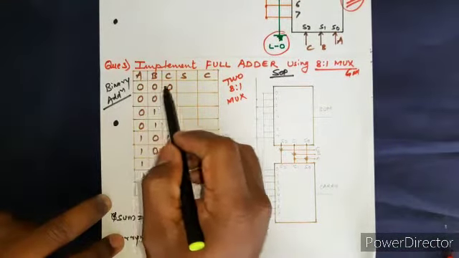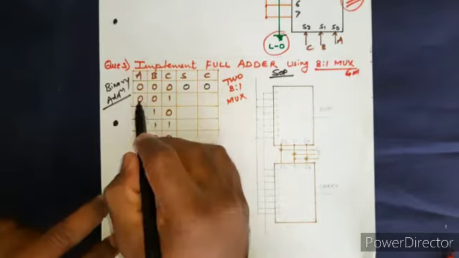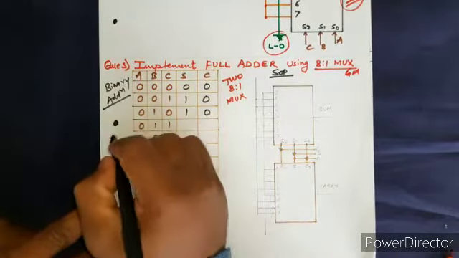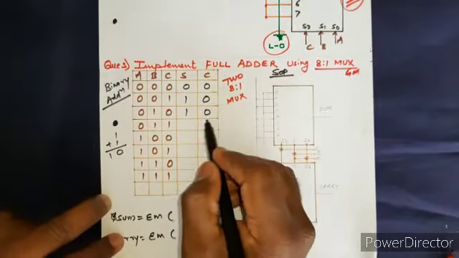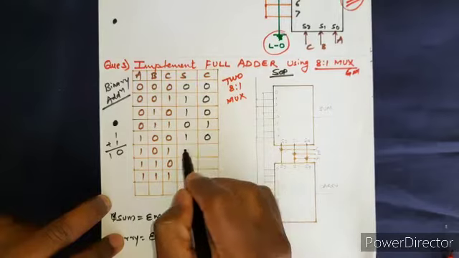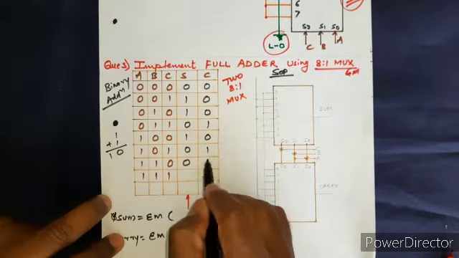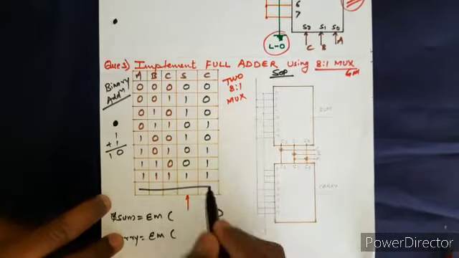So 0 plus 0 is 0, sum is 0, carry is 0. 0 plus 1, sum is 1, carry is 0. 0 plus 1, sum is 1, carry is 0. Just remember 1 plus 1, sum is 0, carry is 1. So sum is 0, carry is 1. This is 1, 0, 0, 1. 1 plus 1, sum is 0, carry is 1. And triple 1, sum is 1, carry is 1.